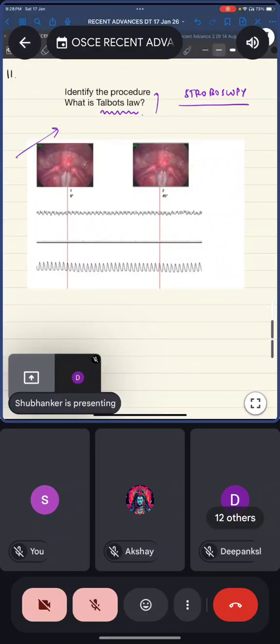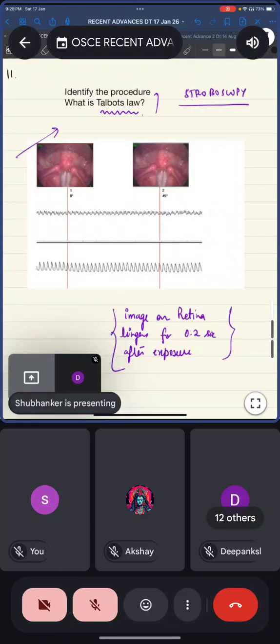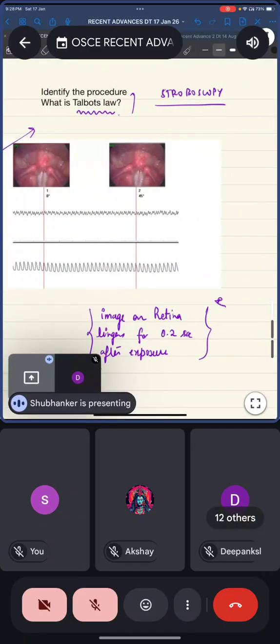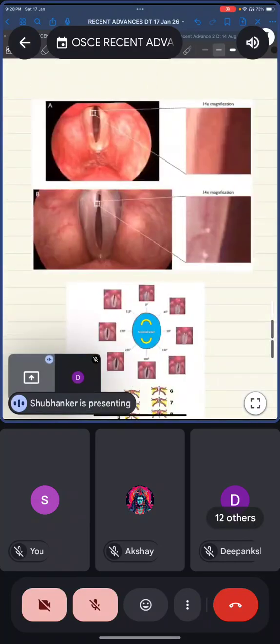Just a minute. Image on retina lasts for 0.2 second after the exposure. So based on this, they are having this and they might ask you what are the uses of stroboscopy. So let's see it here only.